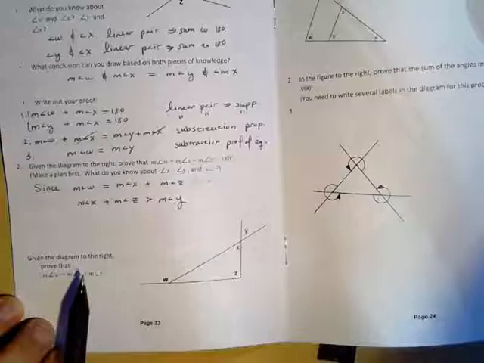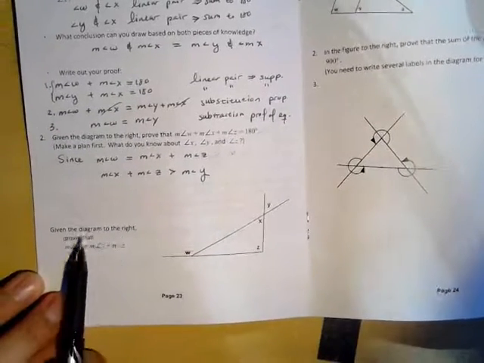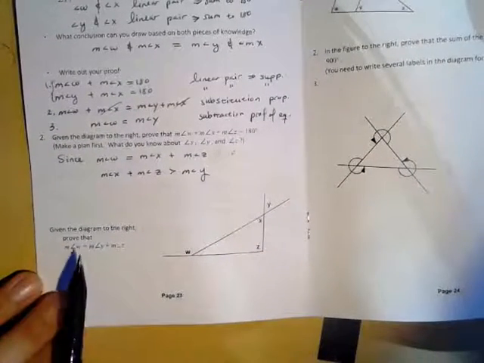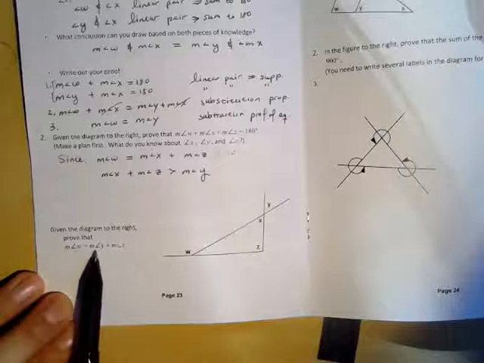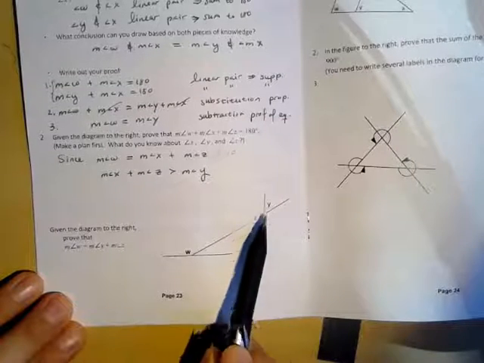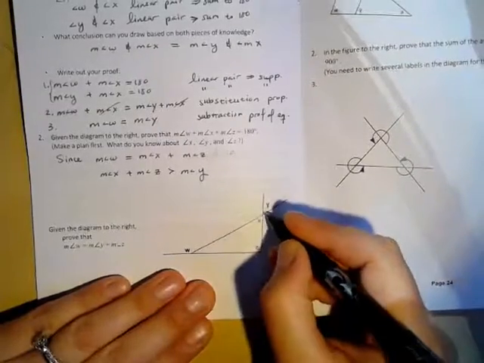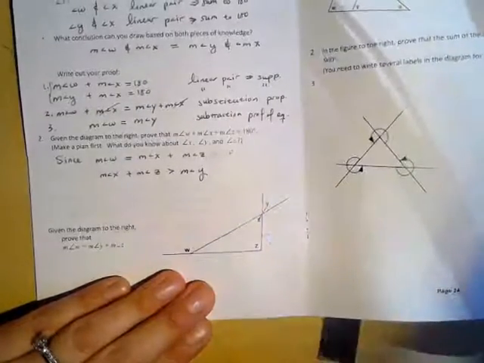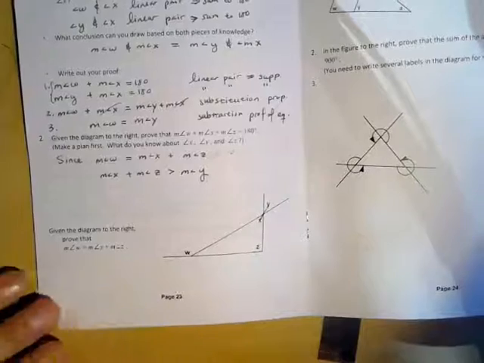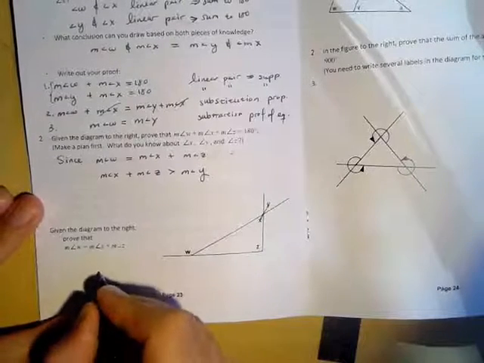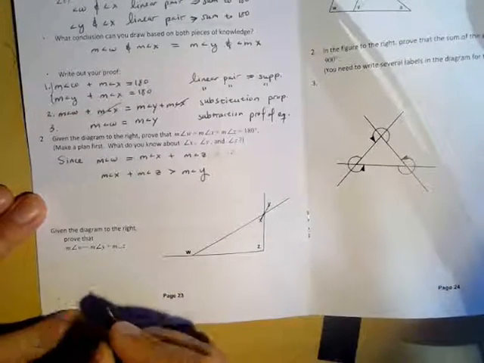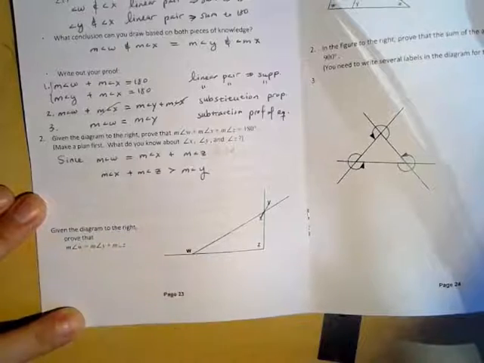now, let's take a look at something we can prove. Right here, given the diagram to the right, prove that the measure of angle W is equal to the sum of the measures of angle Y and Z. If we think about planning how that works, well, we notice that angles X and Y are vertical angles and therefore congruent.